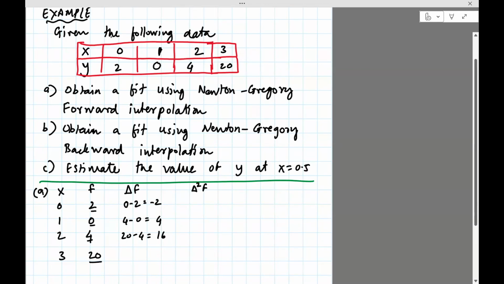Now, when you find delta square f, it's the same thing, but repeated with delta f. You need the finite difference over this delta f. So now we do the same thing: 4 minus minus 2, then we have 16 minus 4. So 4 plus 2 is 6, and 16 minus 4 is 12. And then delta cube f, the same thing. You do the finite difference in the previous column. So 12 minus 6 is 6.